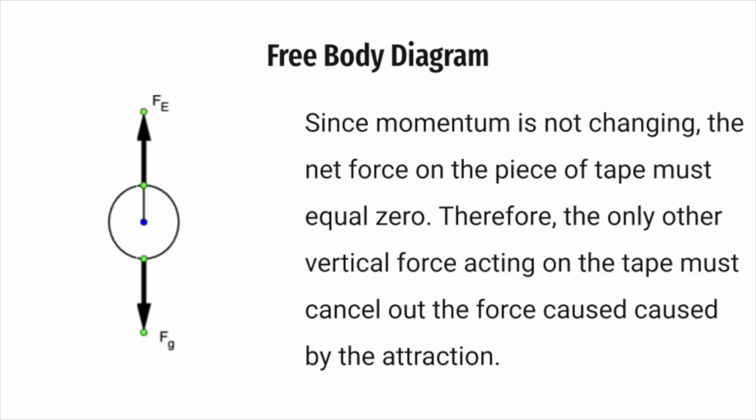We can also learn from depicting our system in a free body diagram. As the momentum is not changing, we know the net force must be zero due to Newton's second law. This means whatever forces are acting on the tape must cancel each other out. Therefore, the gravitational force must cancel out the force caused by the attraction. This understanding will be helpful in our numerical calculations.